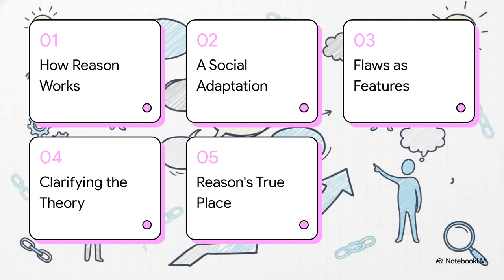Okay, so here's how we're going to tackle this. First, we'll look at how reason actually works under the hood. Then, we'll get into its social purpose. After that, we'll see how its so-called flaws are really features, clear up some common confusion about the theory, and finally, put reason back in its true place.